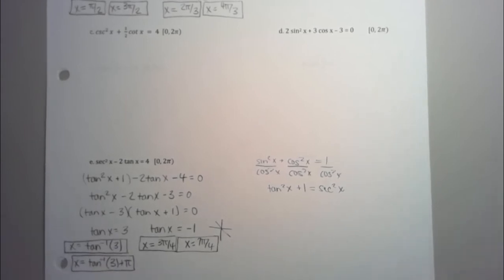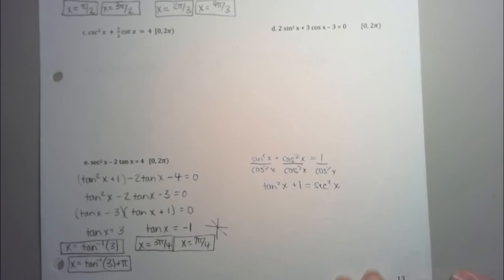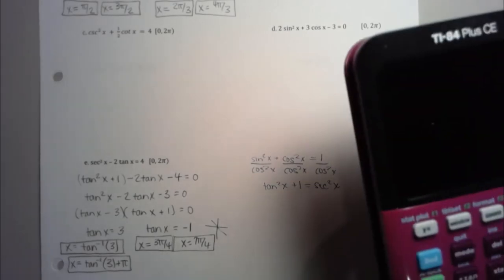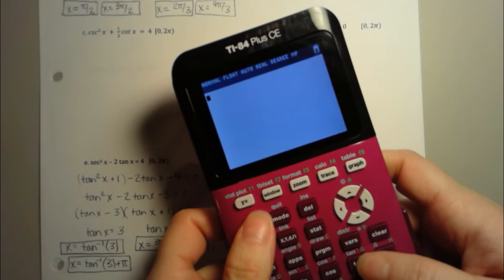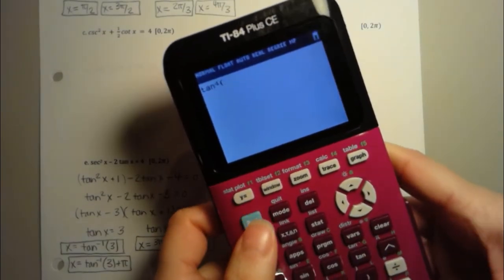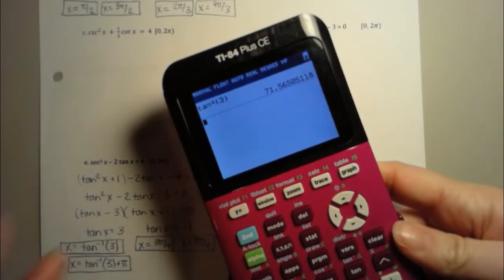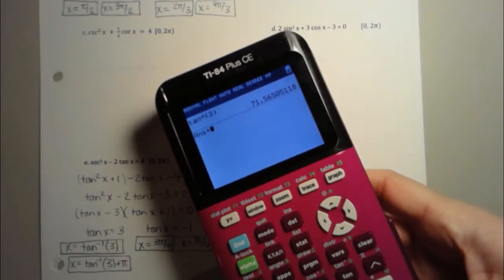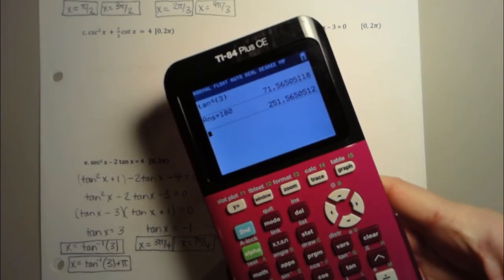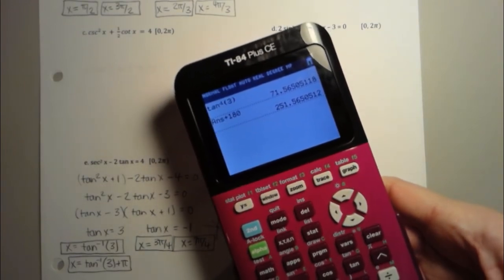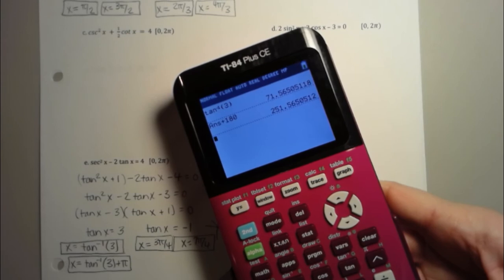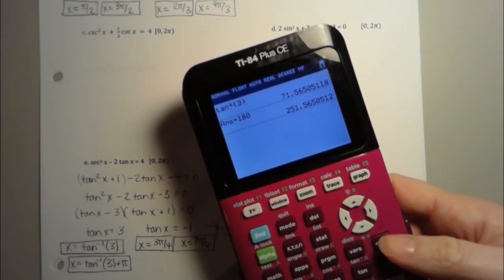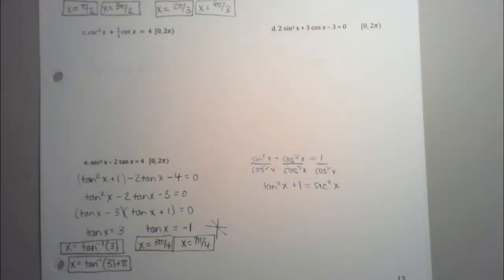So if we were working in degrees, we could just go to a calculator and get tan inverse of 3. Actually, I'll do that for you, just so that we see the answer. So tan inverse of 3 would be like 71.57-ish. And then we could add 180 to that to get the other angle in quadrant 3, and that would be 251.57-ish. Okay, so that would be in degrees, but we're not asked to answer the question in degrees.